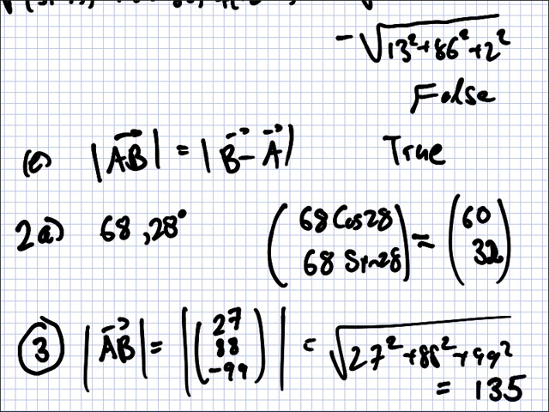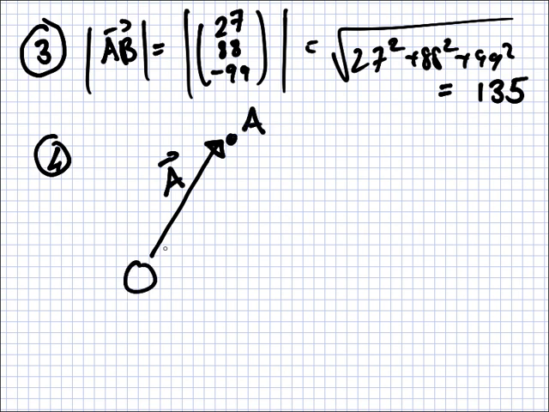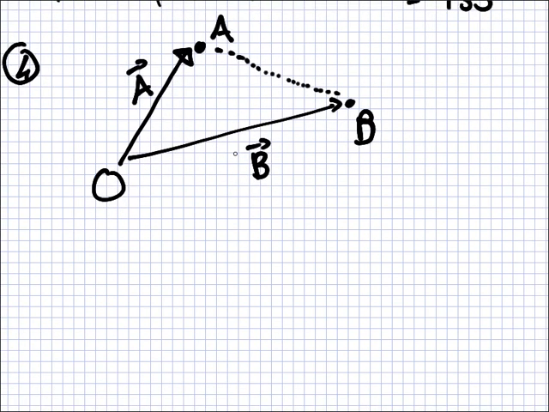135. Okay. Now, in number 4, I give you vector A, there's A, and there's point A, and there's O, and I give you vector B, there's vector B, there's point B, and I want to know what is the distance between A and B. I'll let you think about that for a minute, then I'll show you. Try number 4. We want to calculate this distance here.